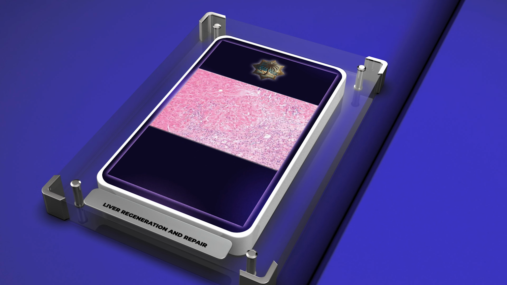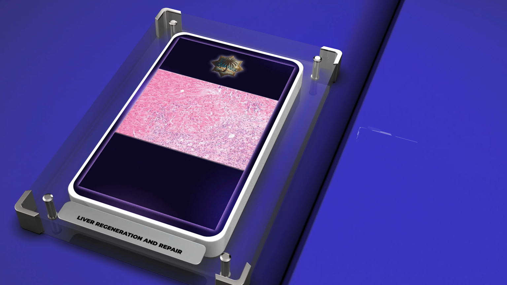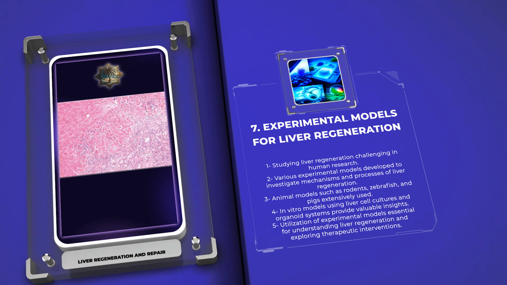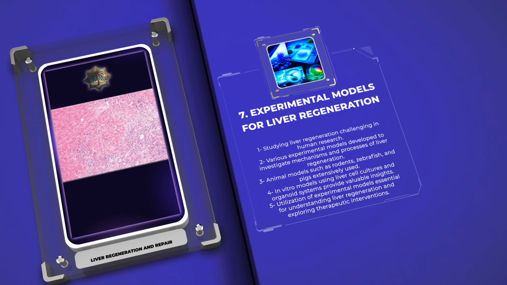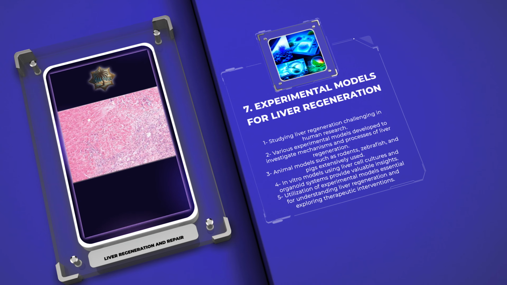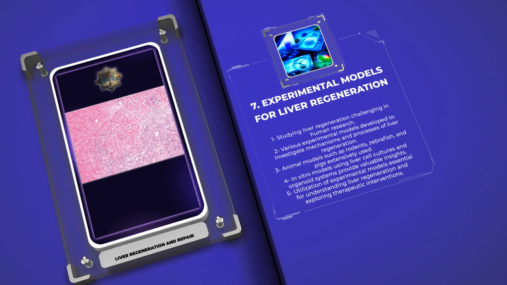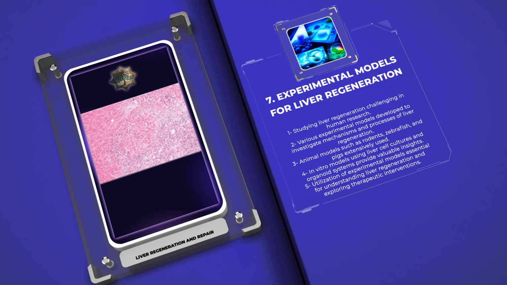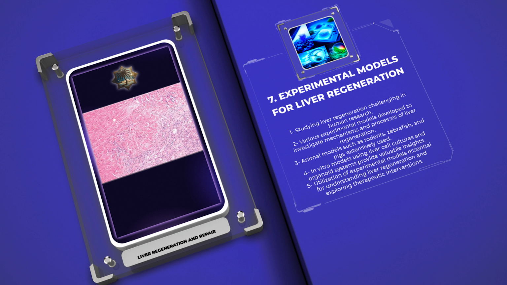Studying liver regeneration in vivo is challenging due to the complexities involved in human research. However, several experimental models have been developed to investigate the mechanisms and processes underlying liver regeneration. Animal models, such as rodents, zebrafish, and pigs, have been extensively used. These models allow researchers to manipulate various factors and study the regenerative responses. Additionally, in vitro models using liver cell cultures and organoid systems have provided valuable insights into the cellular and molecular events associated with liver regeneration. The utilization of experimental models is essential in advancing our understanding of liver regeneration and exploring potential therapeutic interventions.